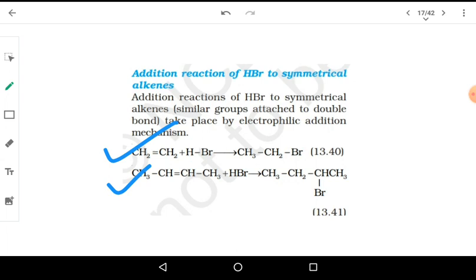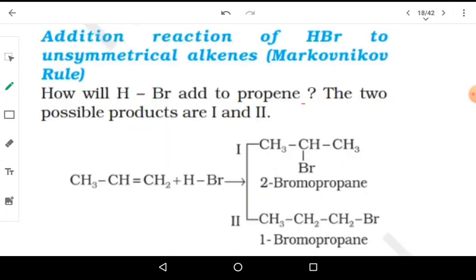So in the case of a symmetrical alkene, we can put hydrogen on one side of the double bond and bromine on the other side, because even if we read from the front side or even if we read from the opposite side, it is the same. So that is the reason why there is no problem in the case of symmetrical alkenes. But what happens in the case of unsymmetrical alkenes? Let us see. In the case of unsymmetrical alkenes, if I put hydrogen over here and bromine over here, I will be getting a compound like this. And if I am putting hydrogen over here and bromine over here, then I will get a compound like this.